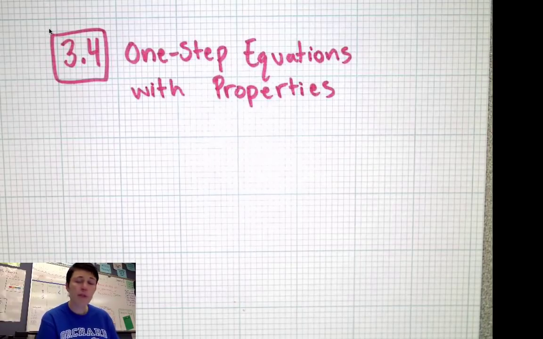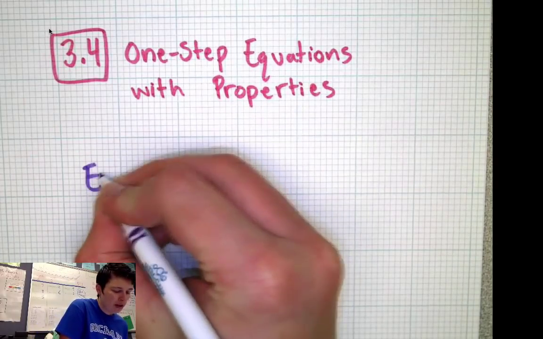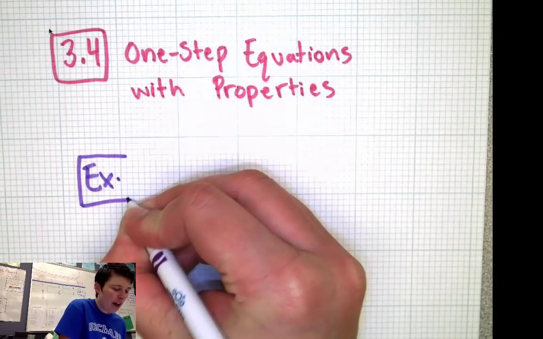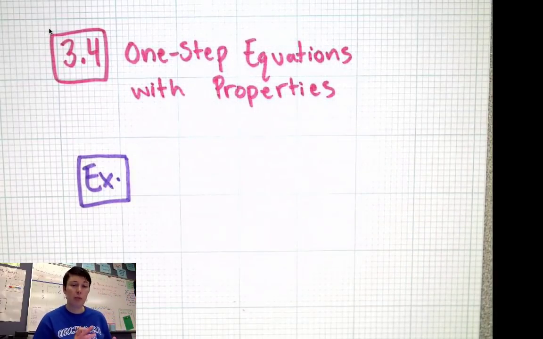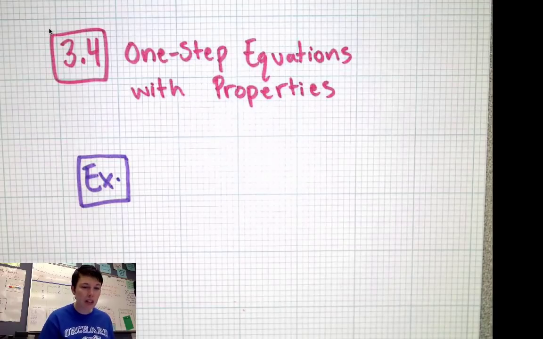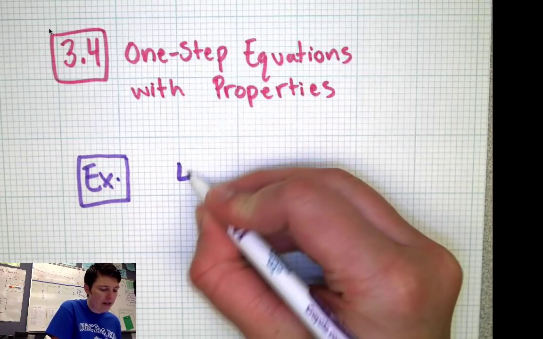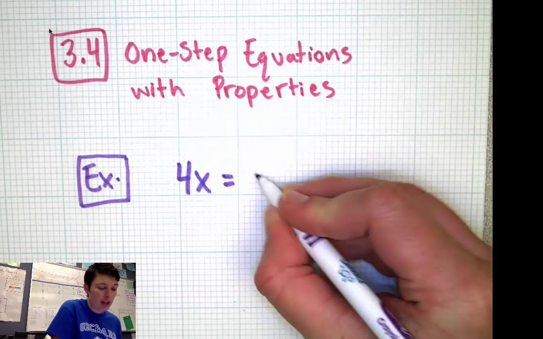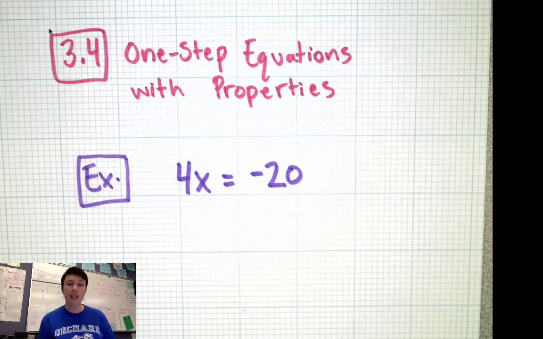All right, guys, so we're moving on. We're going to work on one-step equations with the properties. So this is kind of bumping you up to the next level. So here's kind of where we're at right now. We have been working on multiplication and division problems, specifically things like this. If I tell you I have 4x and it equals negative 20, solve for x.